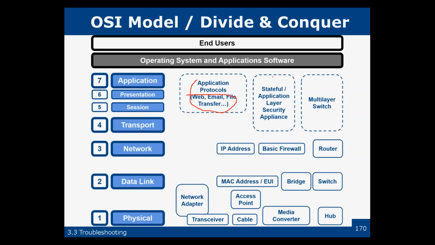A stateful application layer security appliance, this is a firewall, would operate up here, as that can cause the issue. Then multi-layer switches would be here. When they're talking about multi-layer here, we're talking about devices that can actually filter and look into the traffic at the application layer going back and forth, so that you can see what people are doing in there.